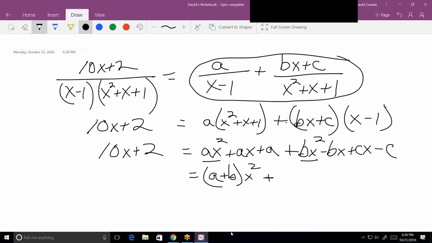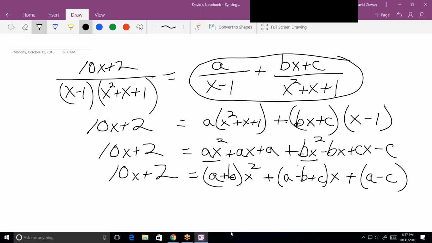What do you got when you combine all the x's and factor x out? Plus a minus b plus c. Oh, hold on. I should have written it as you were saying. You were way ahead of me. So it's a minus b plus c times x. And finally, what kind of a constant do we have? Plus a minus c. I'm going to put that in parentheses, just for illustration purposes.